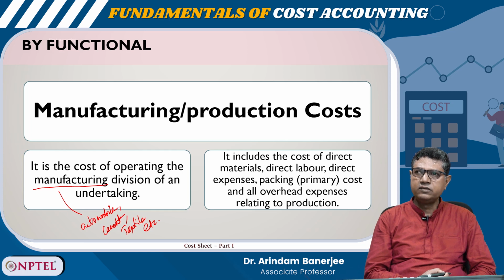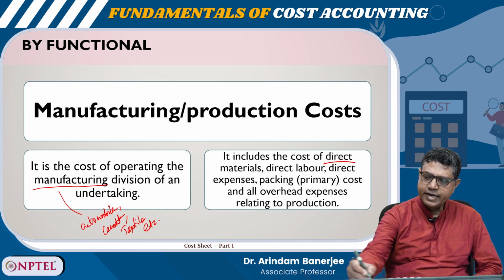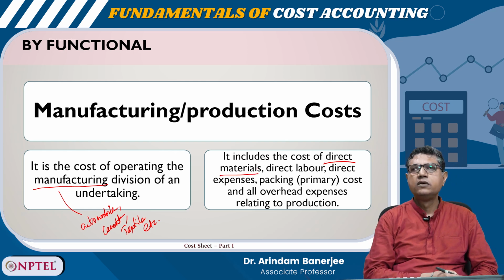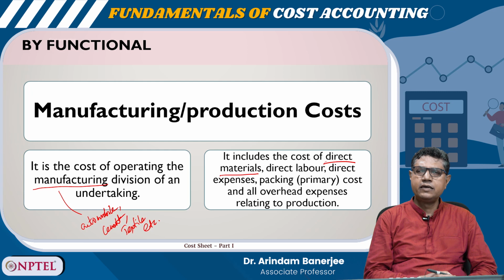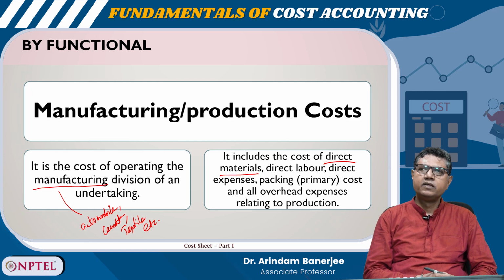So it includes what? A major component is direct material, the material used for production. Like for example, an iron and steel company is a manufacturing company. It uses iron ore, it uses coking coal for manufacturing the finished steel from the iron ore. So it is a manufacturing cost, and it is a direct material, because you can assign the cost of raw material directly with the finished products.